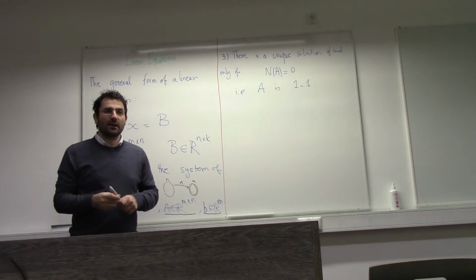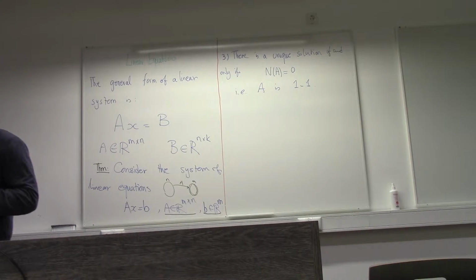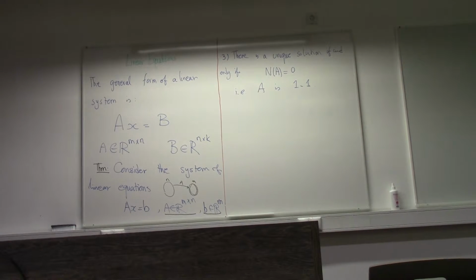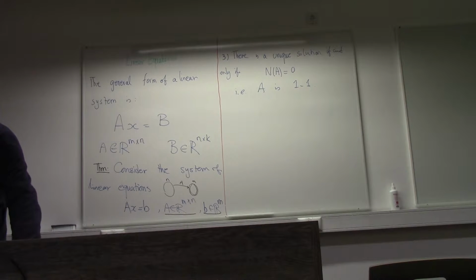What is the null space of A? 0? It means that only 0 will take us to 0. There is nothing else that takes us to 0. So it guarantees that we are 1-to-1.